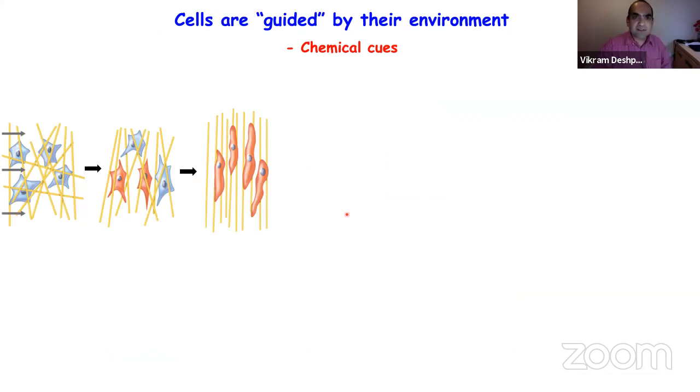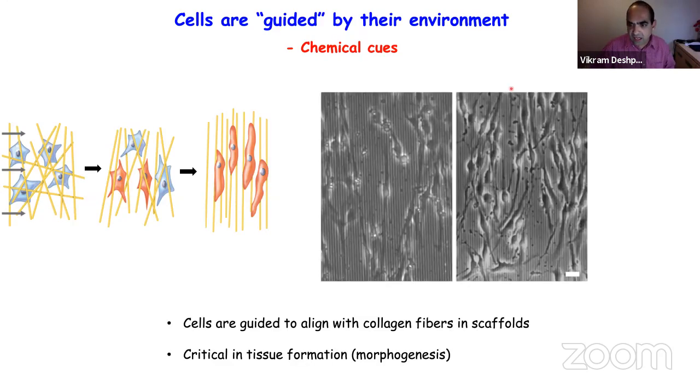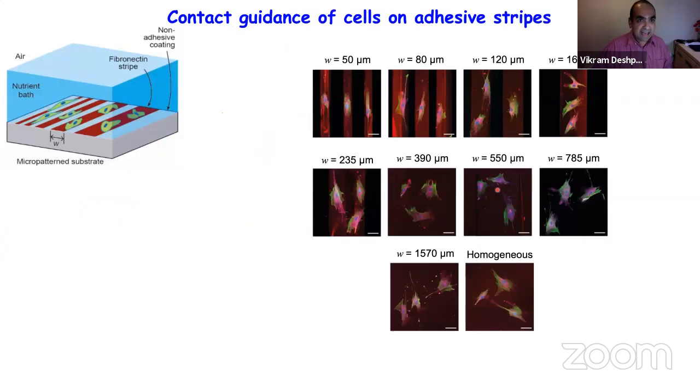What else happens? Cells are guided by the environment. So suppose you take cells and you put them on fibers like this. What you find is that the cells start aligning in the direction of the fibers. Now, why is this important? This is terribly important because that's exactly how tissues form. This is the key to tissue morphogenesis, basically. And I'm going to come to these experiments in great detail because these are the experiments that we are going to use to really understand various parts.